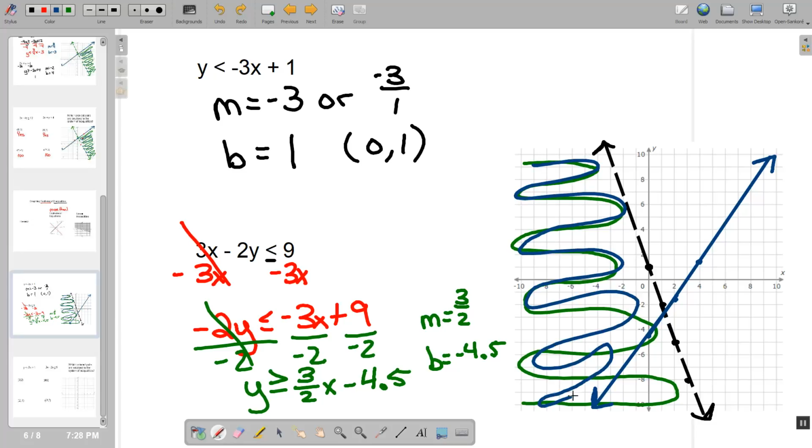This is our answer. So the only part that's not going to be true is anything that's underneath here, which is right here. Let's try to not erase the whole line. And there is our system of inequalities. Now I'm going to copy this graph over to try the next part.